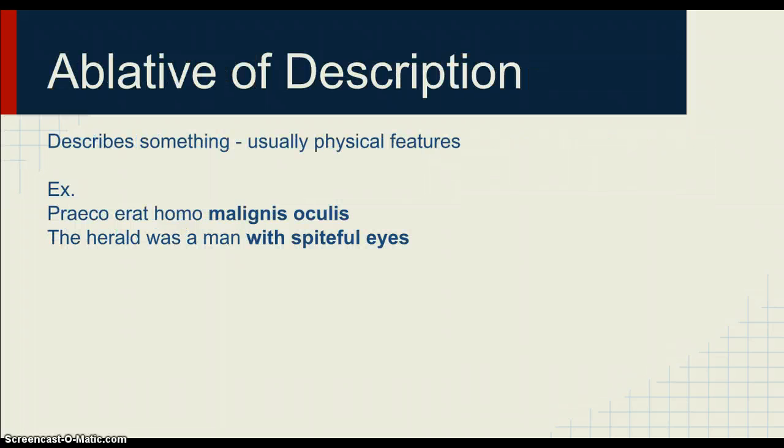Ablative of description describes something, usually the physical features of something. An example would be praeco erat homo malignis oculis, which would mean the herald was a man with spiteful eyes. So "with spiteful eyes" is describing the physical features of the herald.